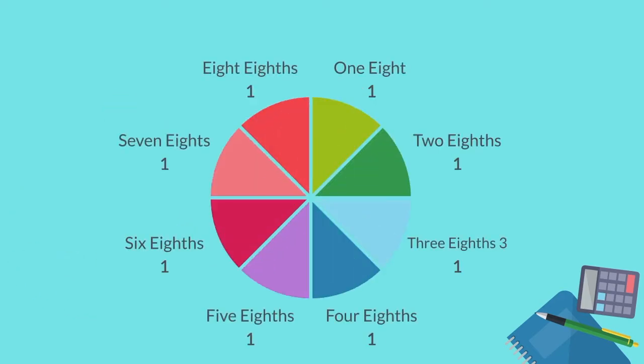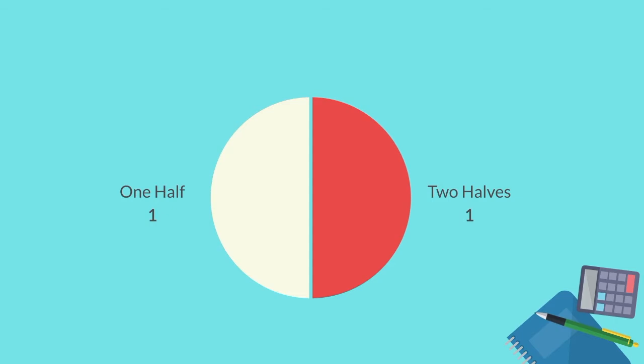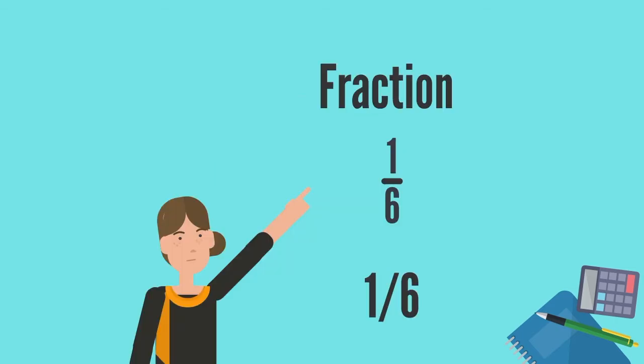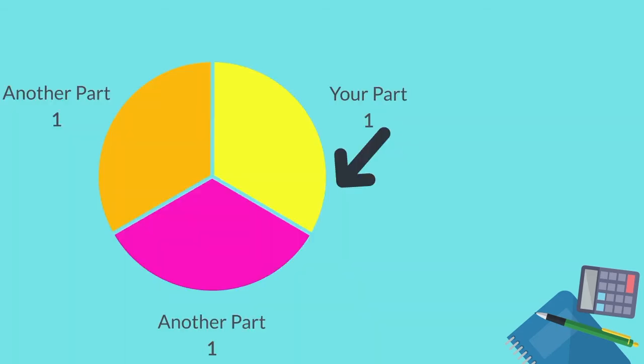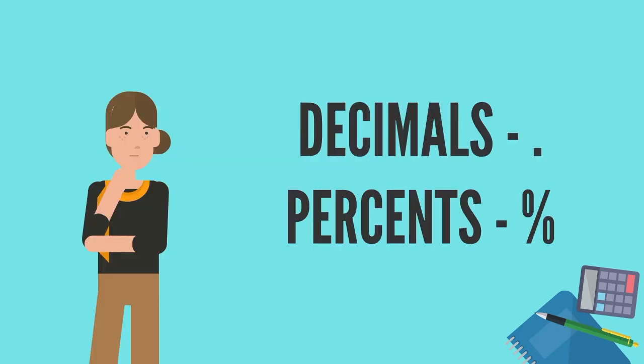For example, 8/8 or 2/2. Fractions are represented like this, or like this. So in this case, you have 1 out of 3 parts, represented as 1/3, or as we call it, 1/3.